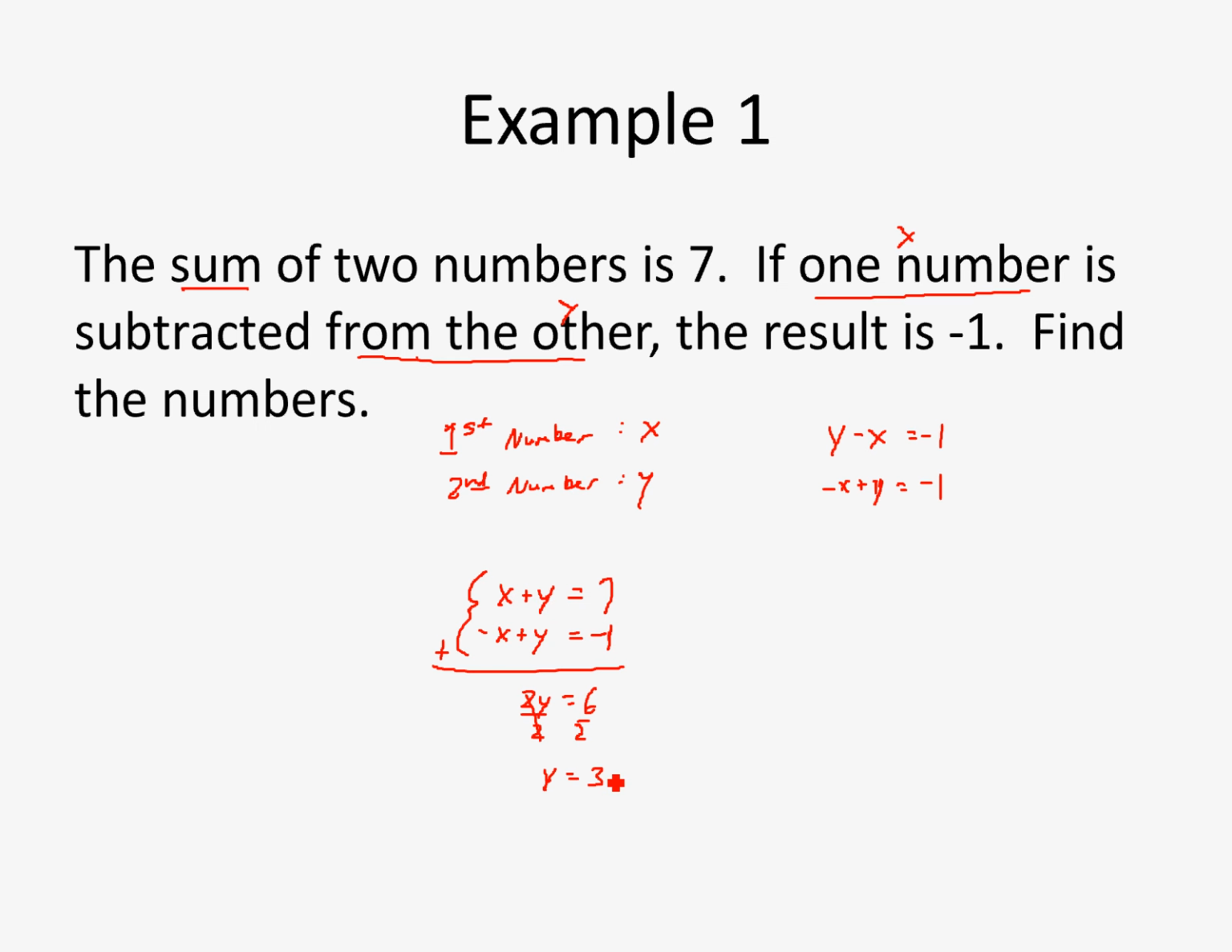So if I take this and plug it into, say, the first equation, then I'm going to have x plus 3 equal to 7. So if I subtract 3 from both sides, I'm going to get x is equal to 7 minus 3. So that means x is going to be 4. So I've got my x and my y.